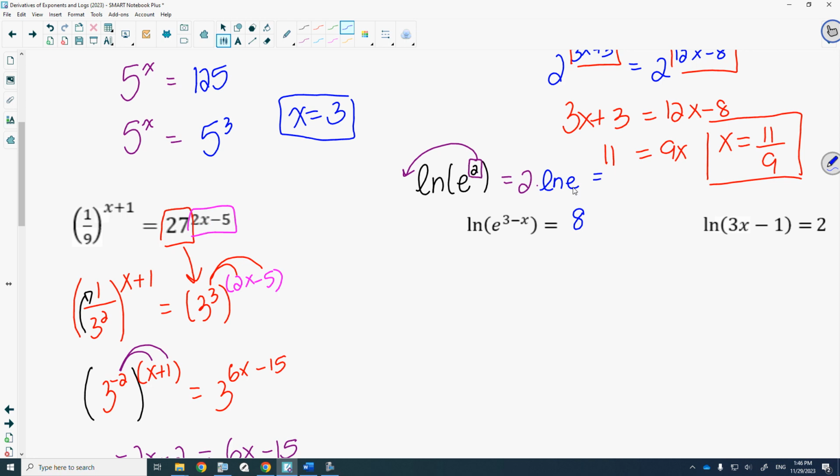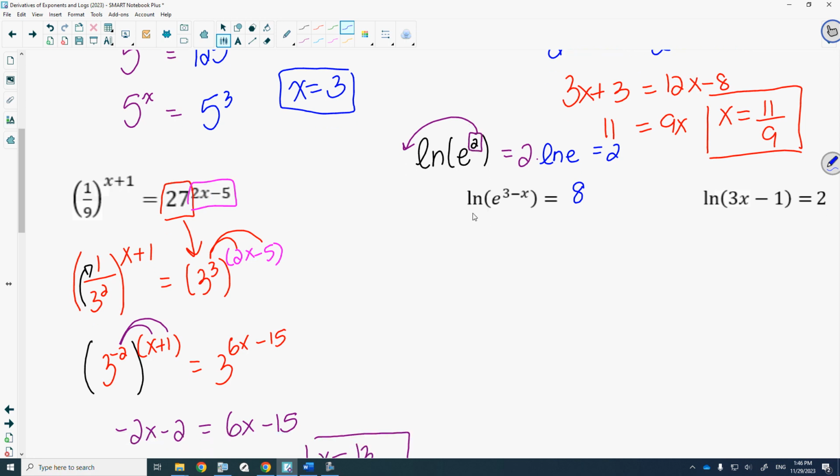That answer is 2. So if you have an argument and the argument is raised to a power, we could use a power law to bring that power to the front. So this one here, natural log of e raised to this power. Now the power is a binomial, so put it in a bracket. That to the front. So it would give me 3 minus x, the natural log of e is equal to 8.